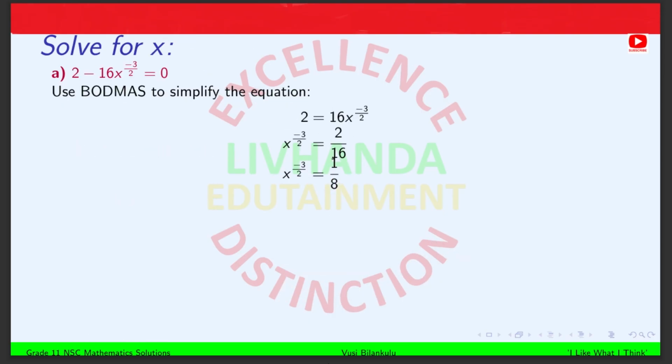To solve for x in an equation given by 2 minus 16 times x^(-3/2) equal to 0, use the BODMAS rule, such that x^(-3/2) equals 1 over 8. Then, write every constant in terms of its prime factors and use the division rule of exponents, so that x^(-3/2) equals 2^(-3).